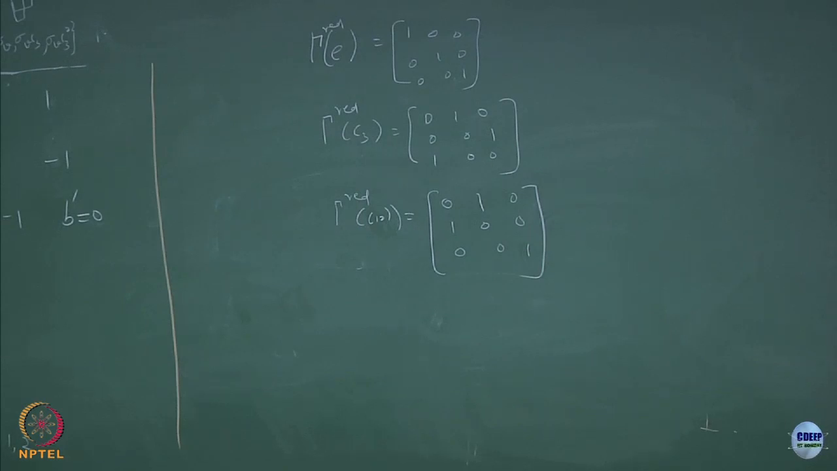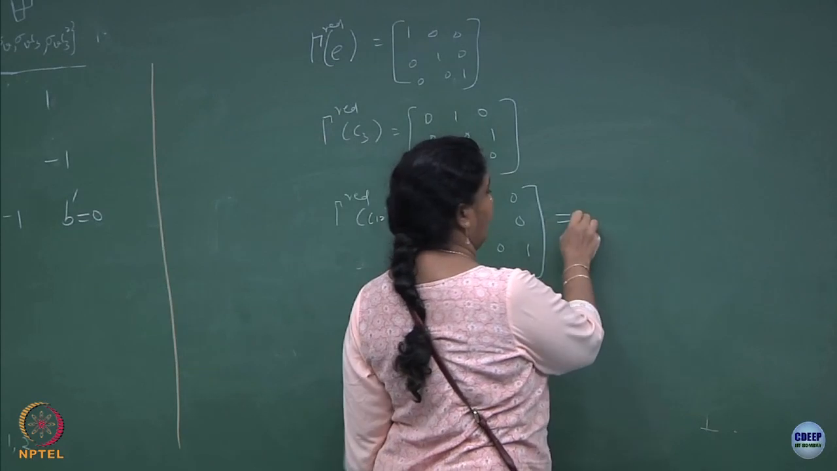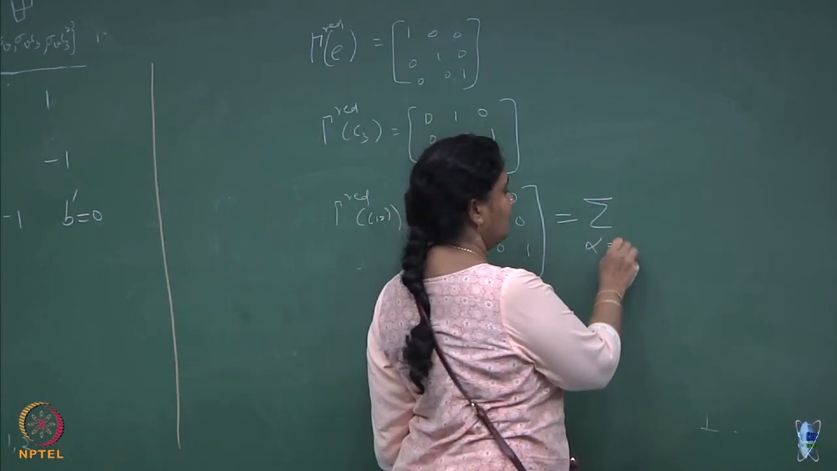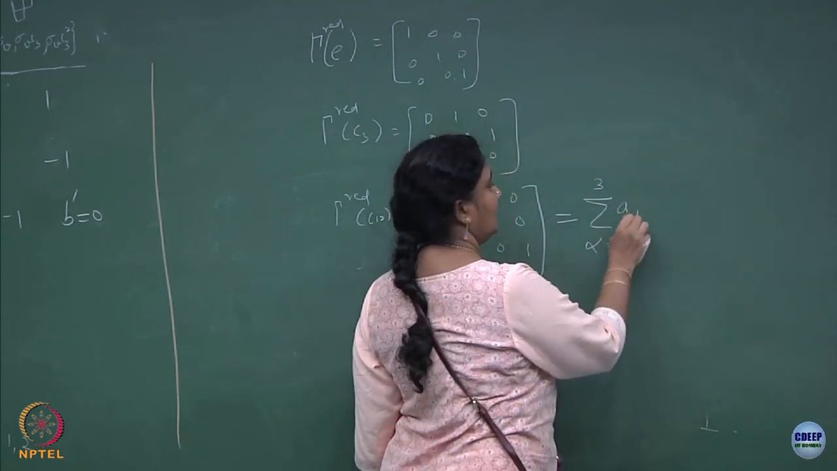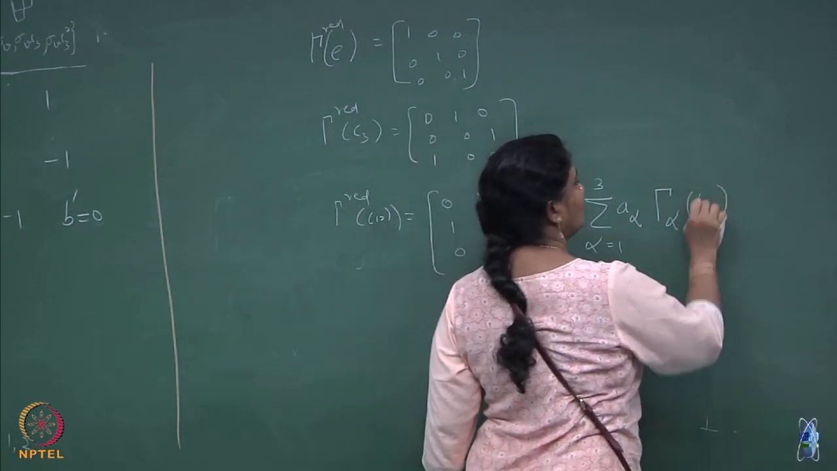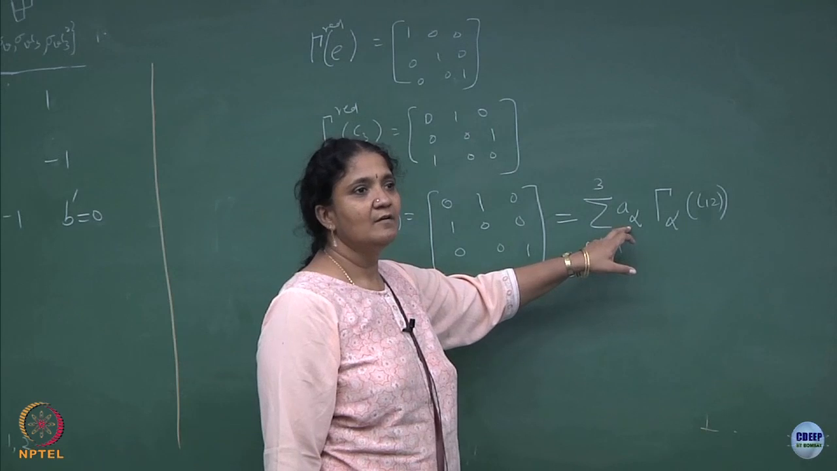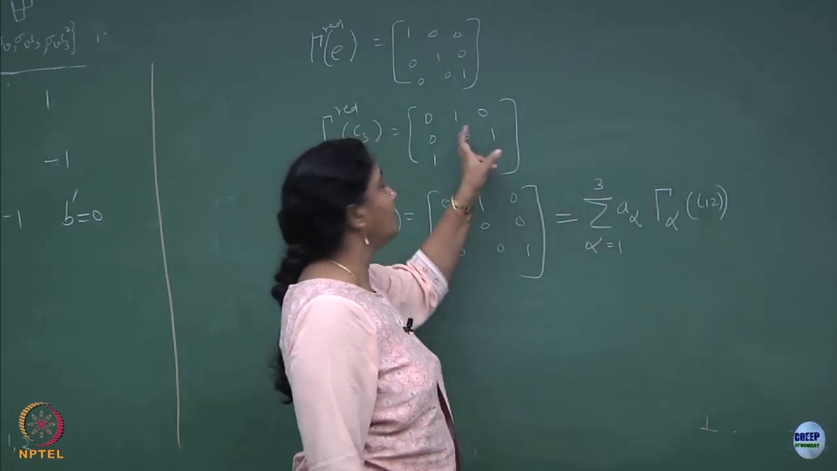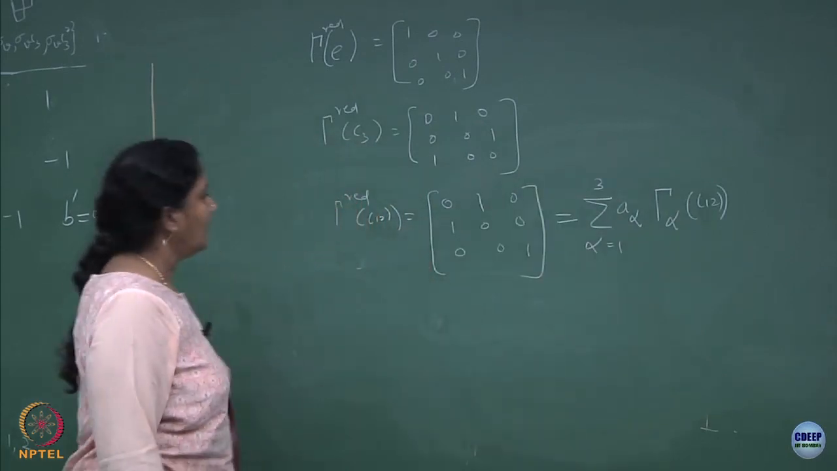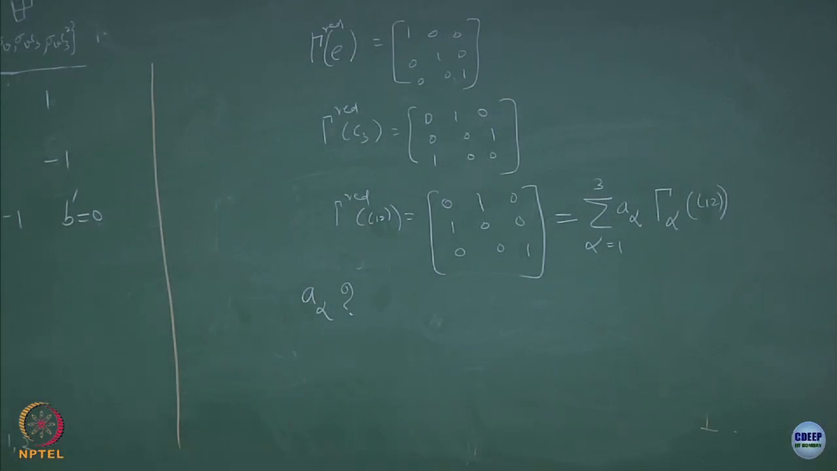Now I want to find out that I am claiming that each of these elements I should be able to write as the sum over alpha from 1 to 3 of A alpha gamma alpha of G. So, in this case it is 1 2, you can do that for every case. These integers will not change, this will be the corresponding one for a different element, right. This is what we want to find and determine, what is A alpha. Can we determine A alpha for this case? Okay. Is the problem clear?